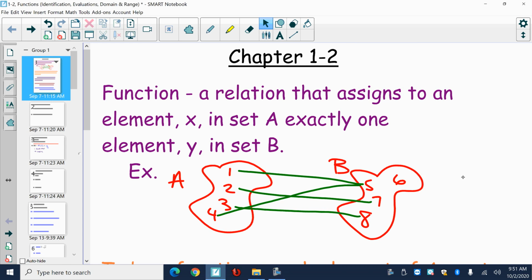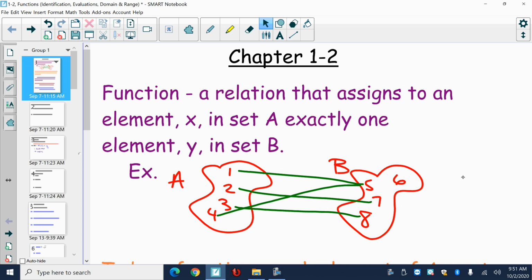Okay, what we're talking about today is going to be chapter 1, section 2. We're going to be talking about functions and what it means to be a function. So the very first thing you need to know is a function is a relation that assigns an element x in set A exactly one element y in set B.